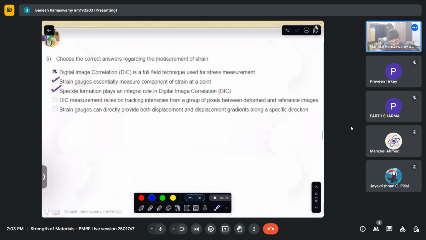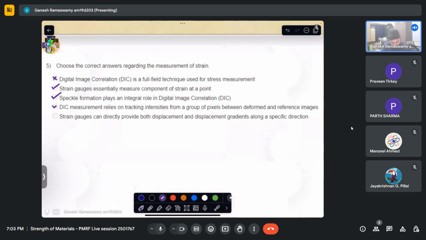Strain gauge can directly provide both displacement and displacement gradient along a specific direction. It doesn't work on that principle. It cannot provide displacements. It can only provide the strain. The strain gauges can only measure, at that point, the spatial change of the displacement, so to speak. So this is not true. I hope this is clear. If there are any questions, please feel free to ask. Okay, in the meantime, we'll move on.